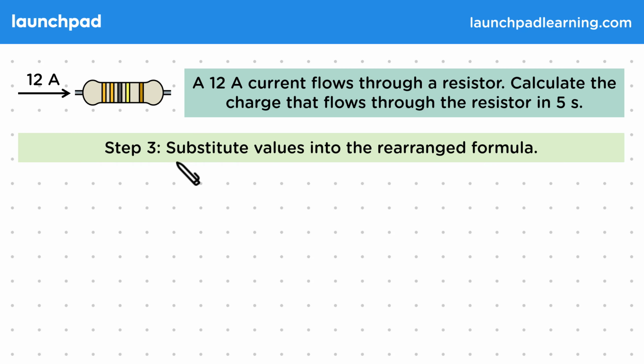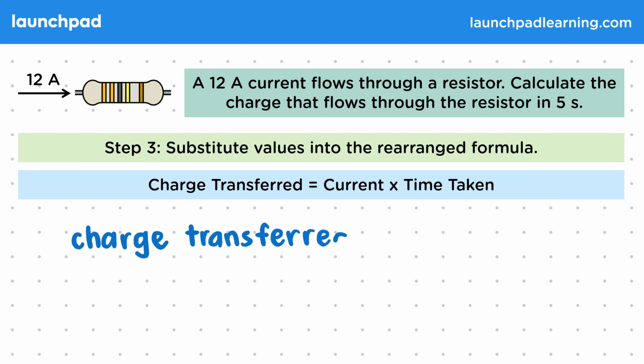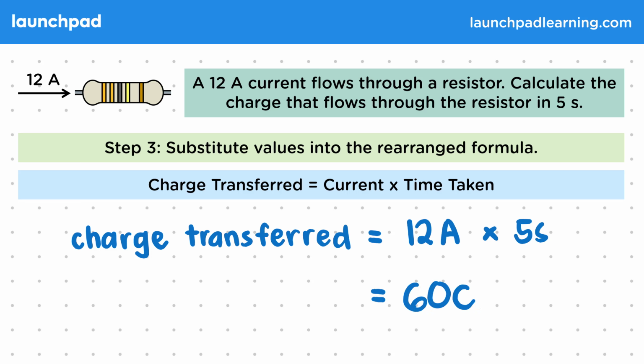Then for step 3, let's substitute the values into the rearranged formula. The charge transferred is equal to 12 amps multiplied by 5 seconds, and that gives us 60 coulombs of charge transferred.